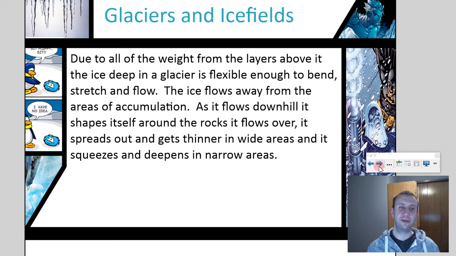Due to all the weight from the layers above it, the ice deep in a glacier is flexible enough to bend, stretch, and flow. And that's again because of the fact that all of that pressure, all of that weight pushing down on that bottom layer causes the less dense ice to start turning into more dense water. Water is most dense at 4 degrees Celsius. That's the highest density water can be. So as pressure gets higher and higher and higher, as more and more snow and ice accumulates on the top, that results in the ice below.